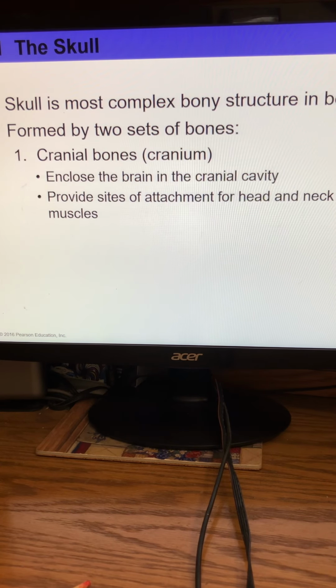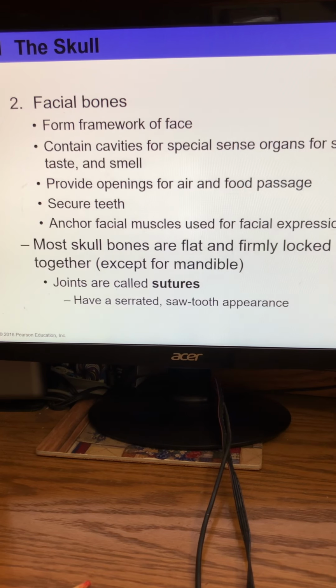So the skull is probably the most complex of all the bony structures. And basically, I'm going to go through the parts on the handout that I gave you, which is of the axial skeleton.